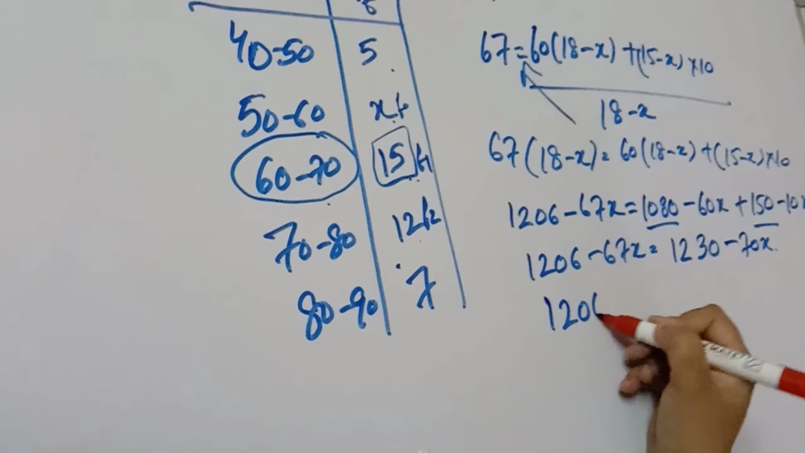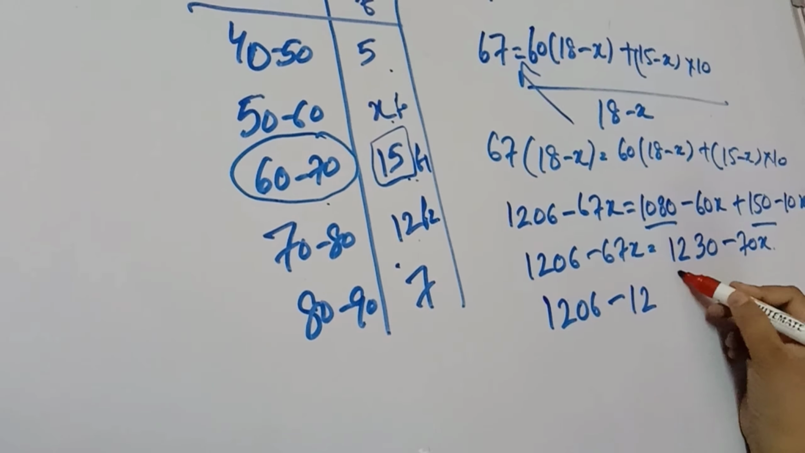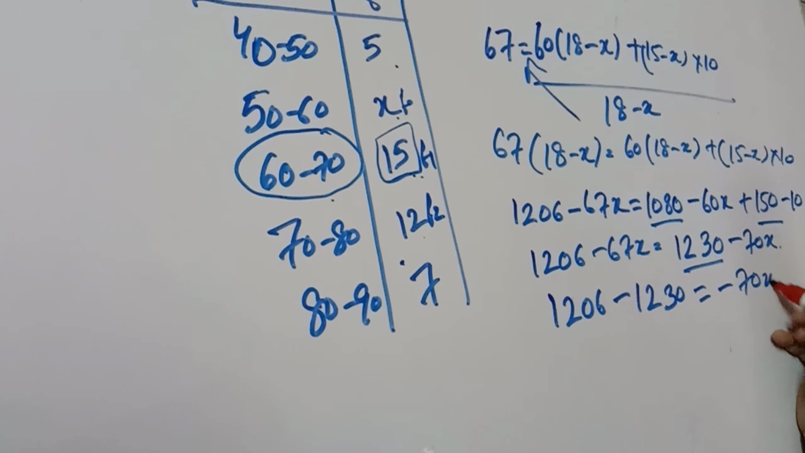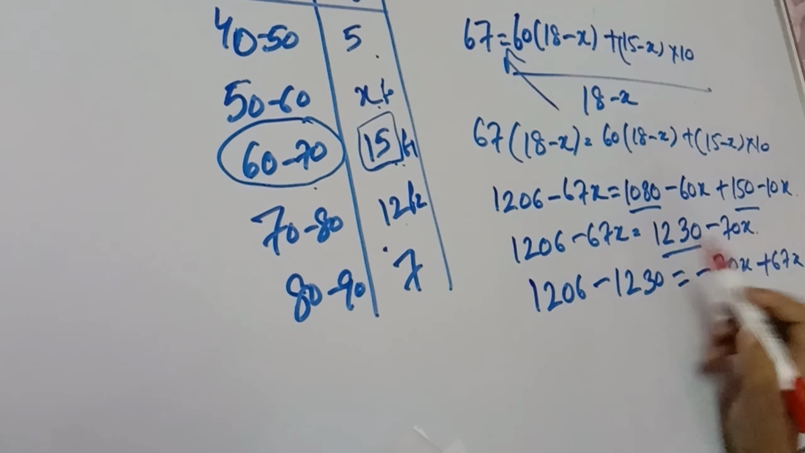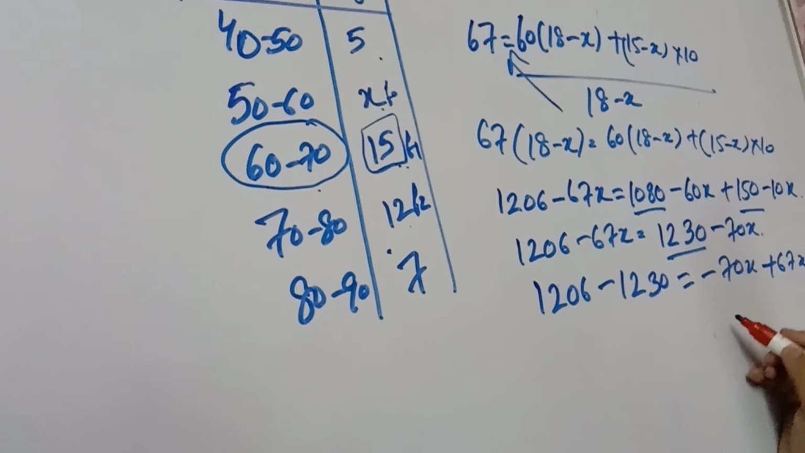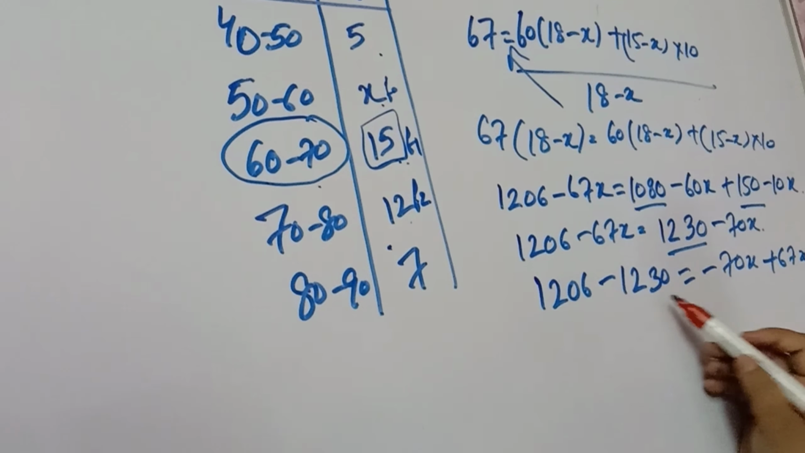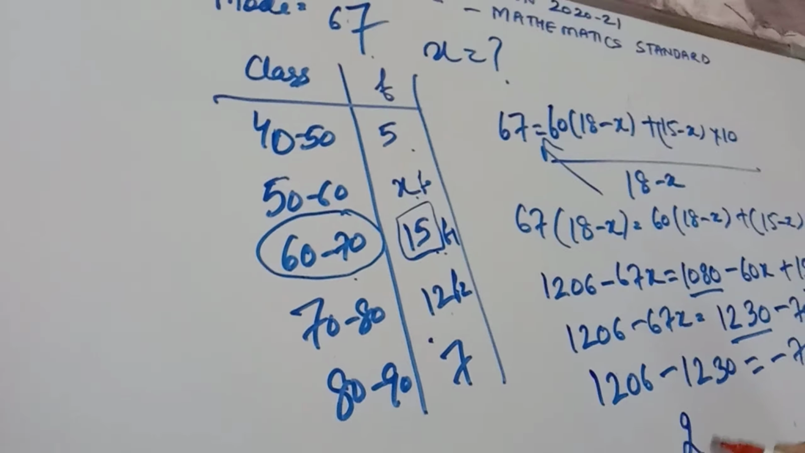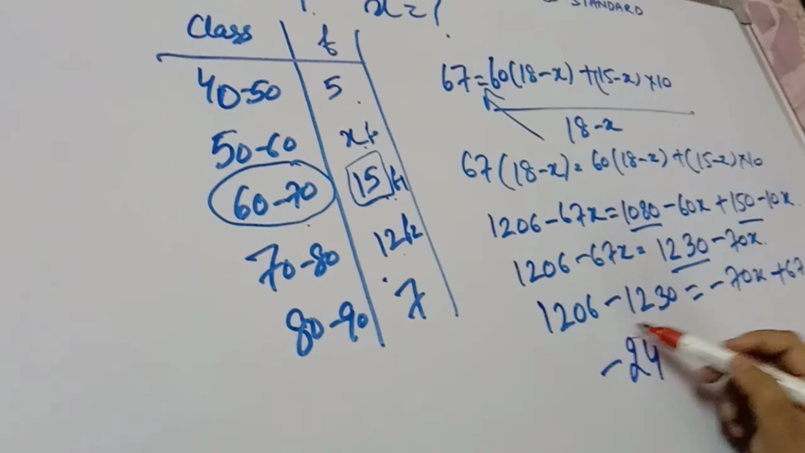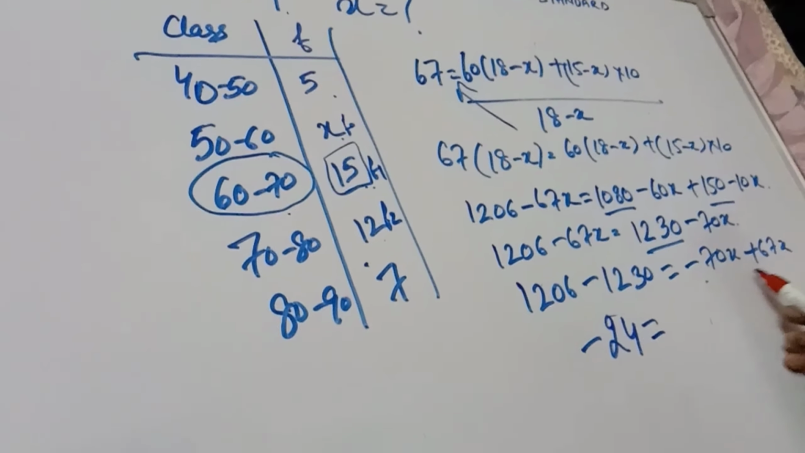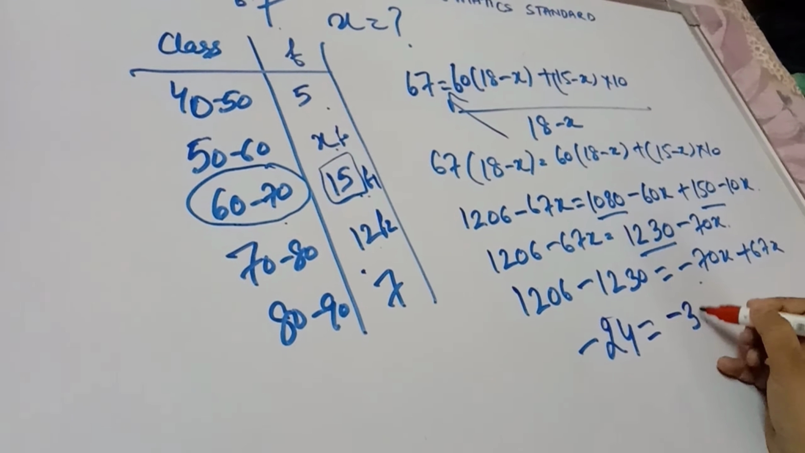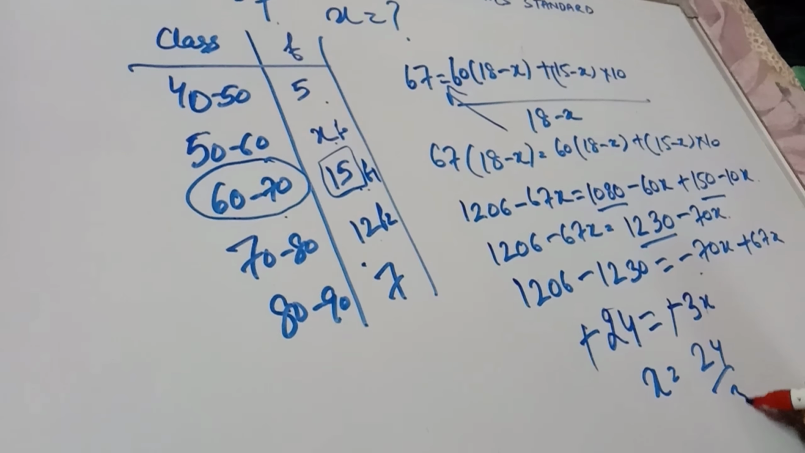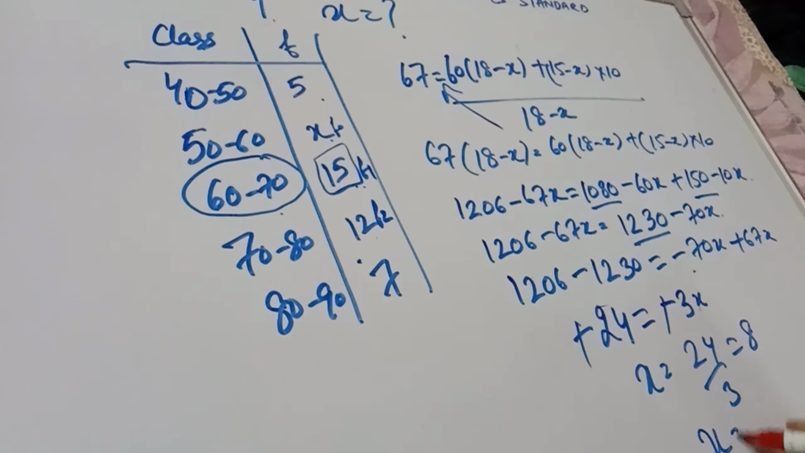Now 1206, this you will take this side, 1230 will become minus 1230, here minus 70x plus 67x, because here minus was there, that side it will become plus. Now 1206 minus 1230, what you will get? You will get 24 in minus, because this is bigger. And minus 70x plus 67x you will get minus 3x. Minus minus cancel, x will come, 24 over 3, that is 8. So x is equal to 8 is the answer.